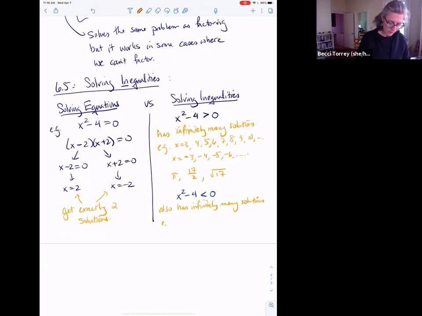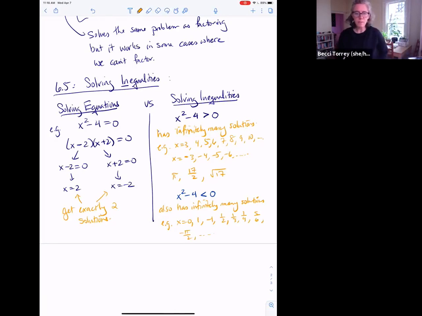So for example, x equals 0, x equals 1, x equals minus 1, x equals 1/2, 1/3, 1/4, 5 over 6, whatever, minus pi over 2. I can go on and on. There are infinitely many numbers that make this negative. So we have lots and lots of solutions.